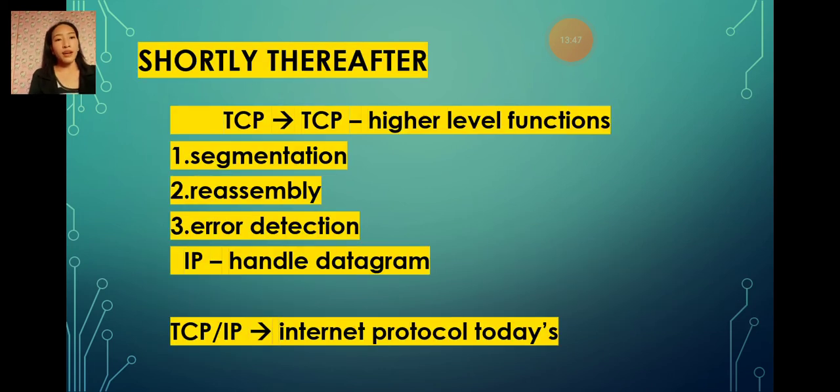Next, shortly thereafter, TCP versus IP. Transmission Control Protocol, because it is a connection between client and server. TCP provides segmentation, reassembly, and error detection. IP, or the Internet Protocol, handles datagrams. The Internet Protocol originated in the initial network implementation in which it complemented the Transmission Control Protocol.